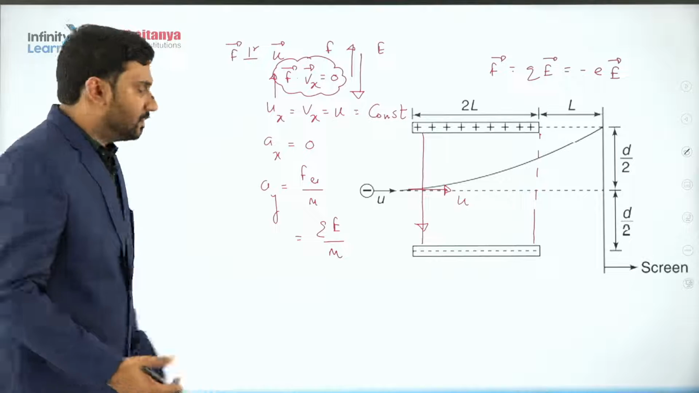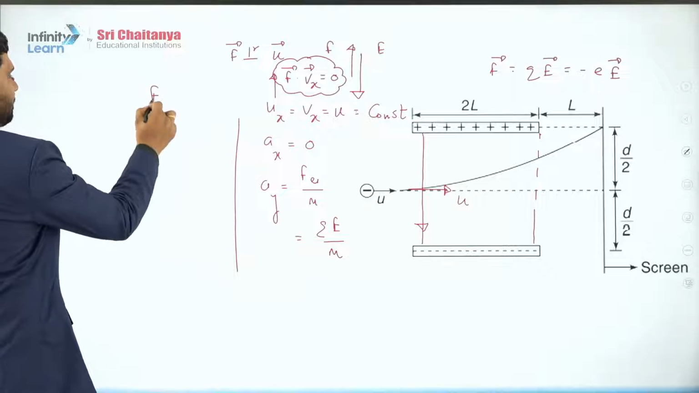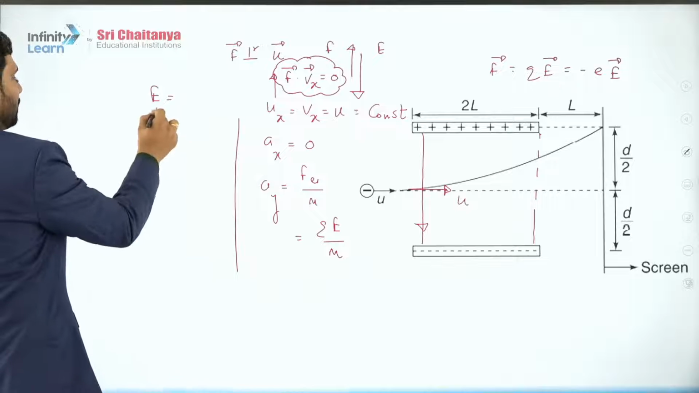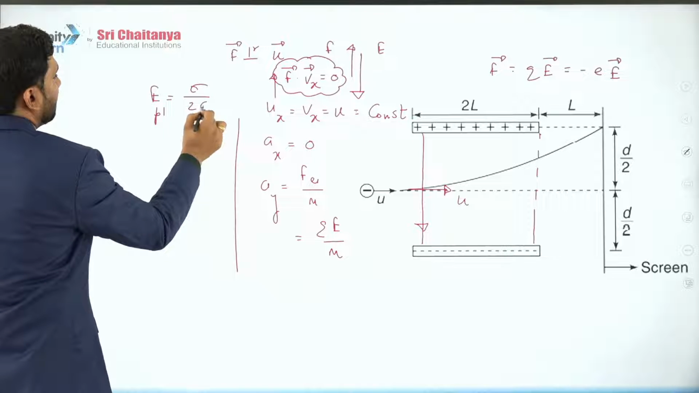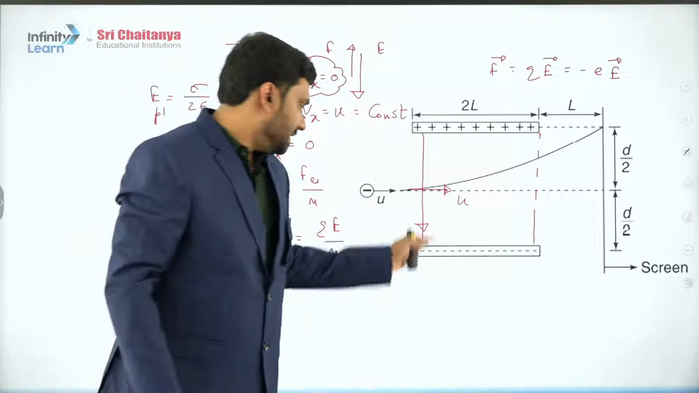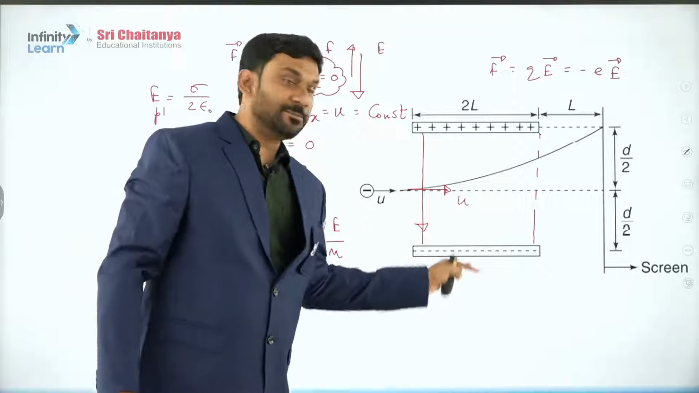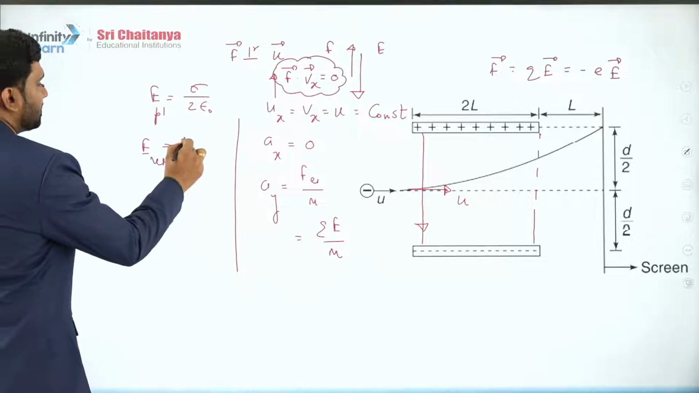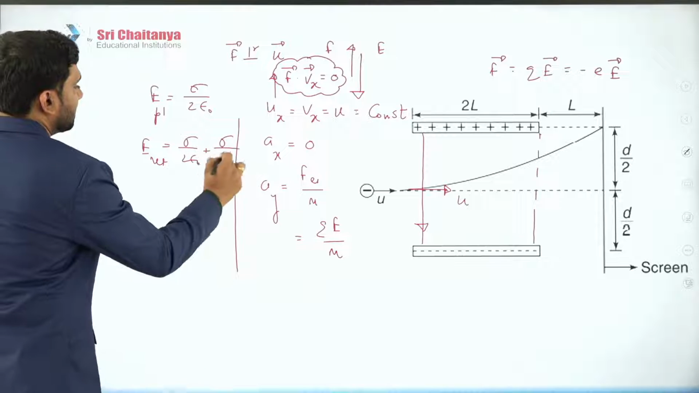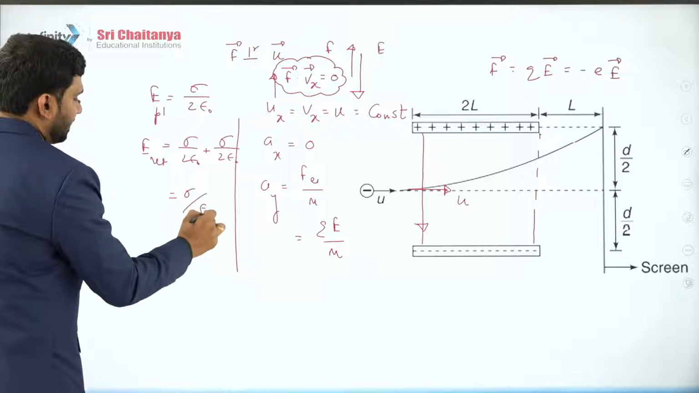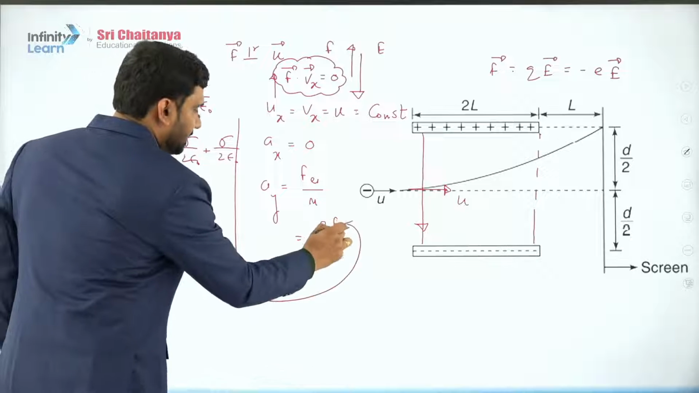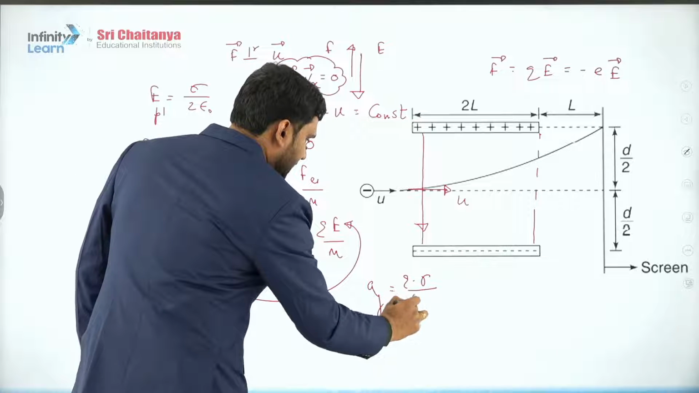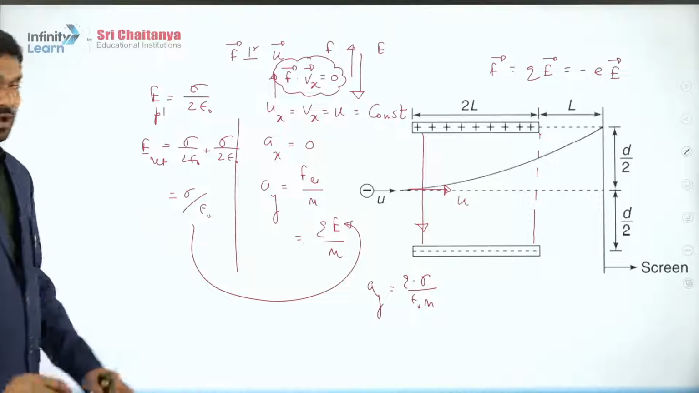From our knowledge, we know the electric field produced by a single charged plate is sigma by 2 epsilon naught. But here the field is unidirectional, so both the plates are producing the electric field. So the net field E net will be equal to sigma by 2 epsilon naught plus sigma by 2 epsilon naught. The field will be sigma by epsilon naught. I can put the result here. So I will write Ay is equal to Q into sigma by epsilon naught m. So all parameters are there with me.